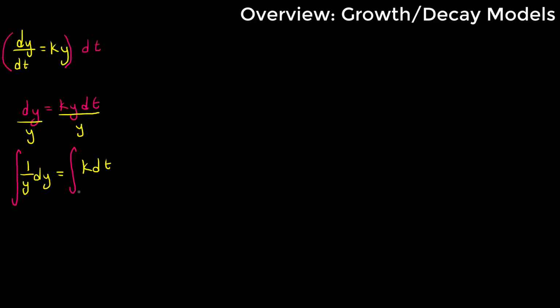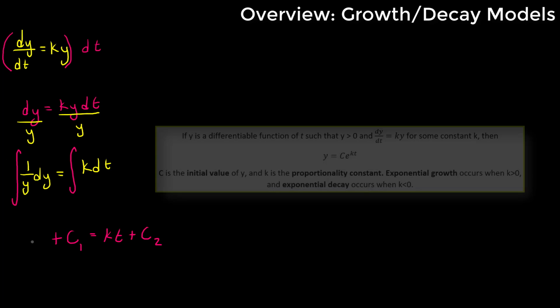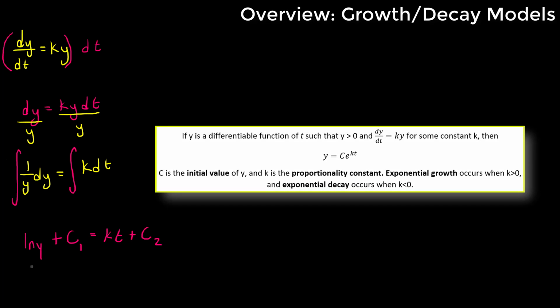So what this means is that when we take the integral, this will be the natural log of the absolute value of y plus c1. The reason I'm including c1 is because we're going to have another constant on the right. So upon integrating this side, we'll have kt plus c2. And a quick note that we want to make: this absolute value of y actually doesn't even need to be an absolute value symbol. It can simply be the natural log of y. The reason for this is because we stated earlier, y needs to be greater than 0 because it represents an amount.